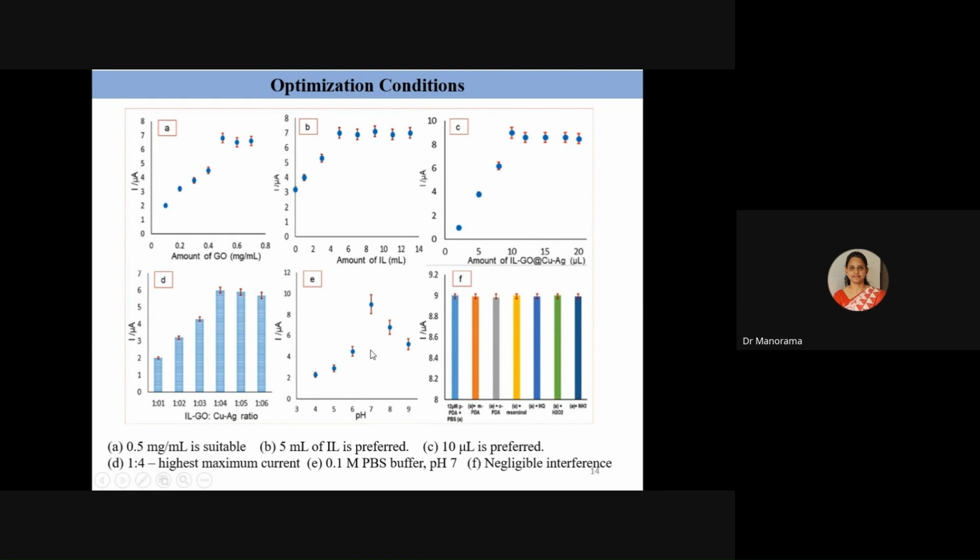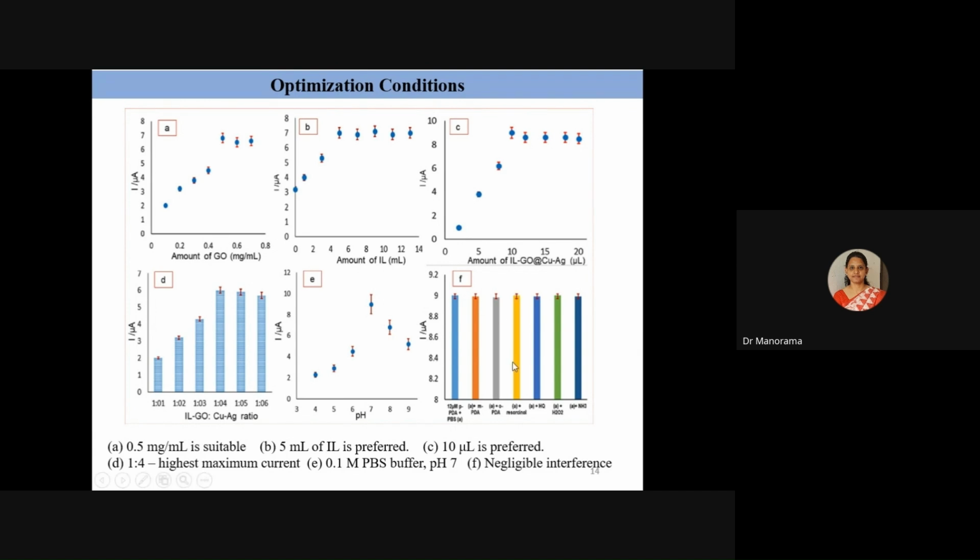In the study of the detection of paraphenylenediamine, we have also optimized the pH: what happens in acidic conditions, in basic conditions, or in neutral conditions. We found that at neutral conditions it gives the maximum current, and in this condition we can easily detect the responses for different concentrations. That's why we have taken 0.1 molar phosphate buffer saline, pH 7, as the electrolyte for the detection of paraphenylenediamine in samples.